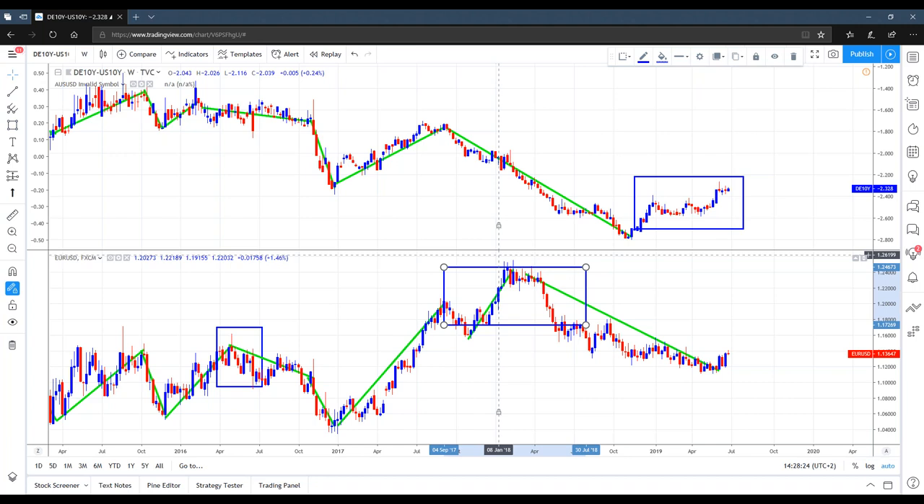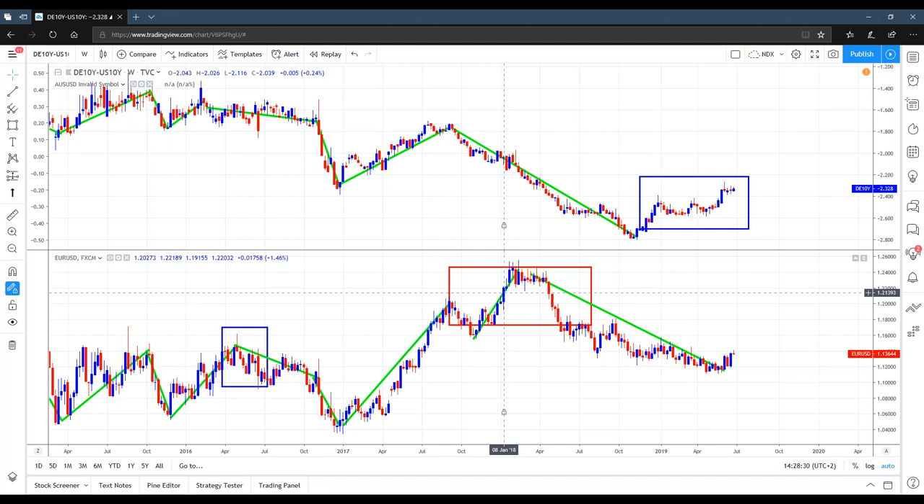Come on, there, and red. There we go. Okay, so right at this red rectangle, the market was actually pulling down. The German Bund was contracting quite consistently against the US 10-year. But at this stage, the euro to the US was increasing. And that was a bit of a strange time in the market.